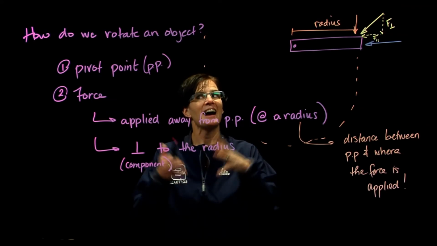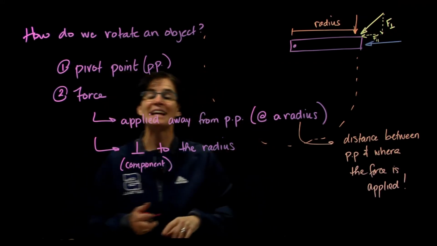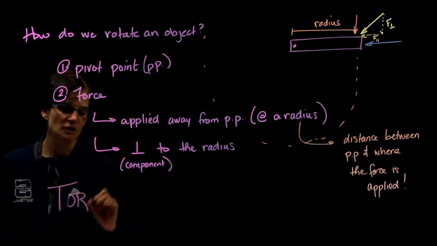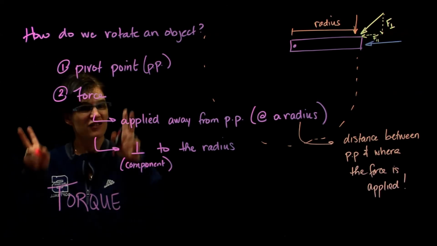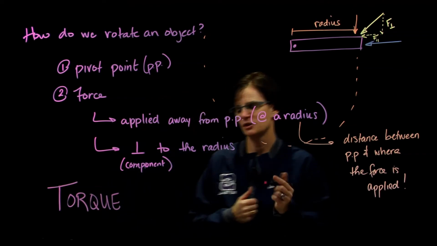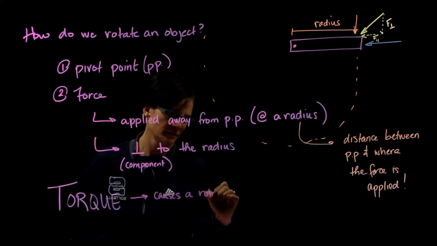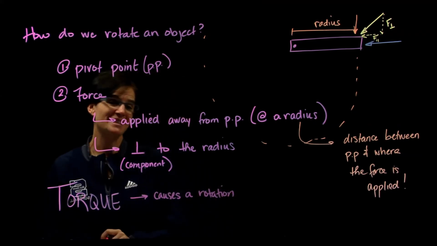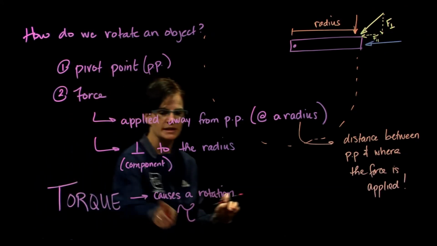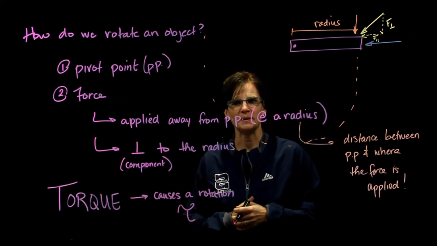Well, this idea of rotation, what causes an object to rotate related to both the radius and the force, is called a torque. So a torque is the force at a radius that causes an object to rotate. We represent torque by this lowercase tau. So this symbol is a lowercase tau, and that's how we traditionally represent the torque.